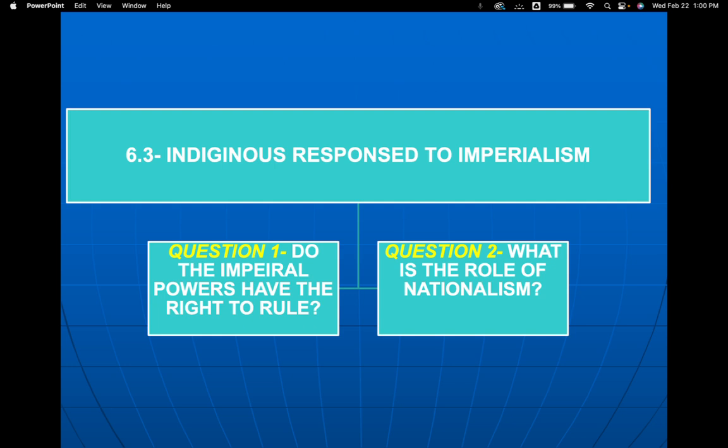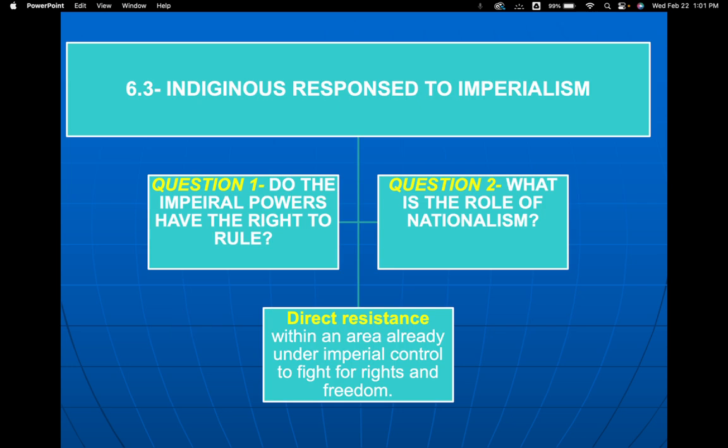This is the how. Even though you know all of the individual things, when we look at them as a whole, we have three main different types of responses. The first one would be direct resistance. Direct resistance occurs in an area already under direct imperial control. So, what they're fighting for is not only their rights, but also their freedoms. Two prime examples of this would be, on one hand, the Sepoy Rebellion, and on another hand, the Yaa Asantewaa Rebellion, the rebellion of the Golden Stool.